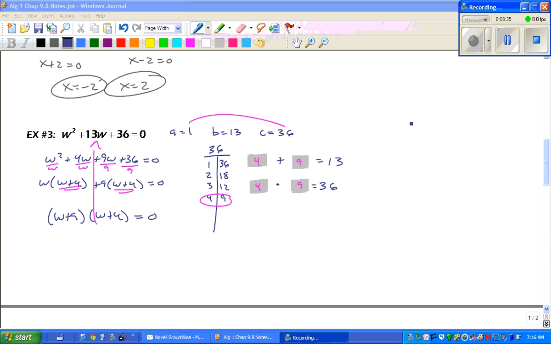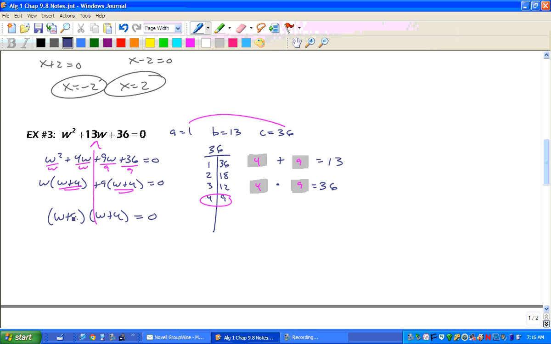Okay, after you factor it, you should have gotten to this point right here. So w plus 9, it's actually, I was writing that really fast. So 9 and w plus 4 equals 0. So from here, we've got 2 parts. We're going to split it up. W plus 9 equals 0, and w plus 4 equals 0. And when you solve those, you get w equals -9, and w equals -4. Those are my two answers.